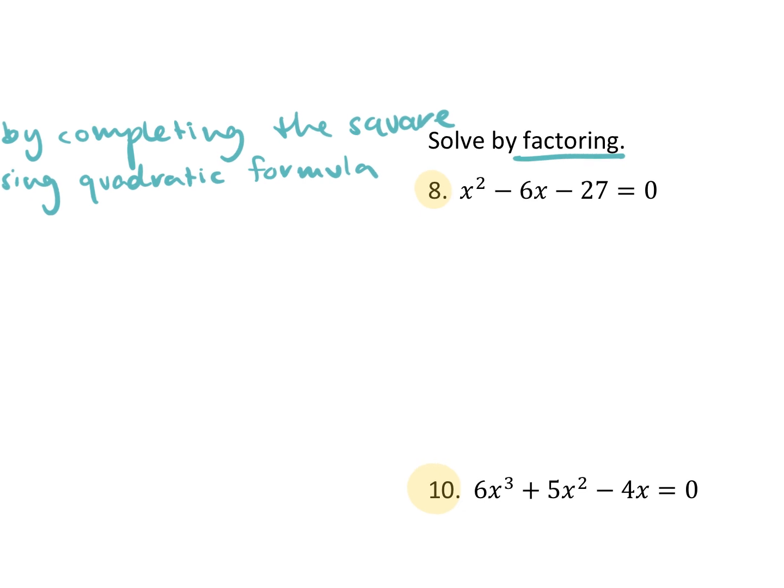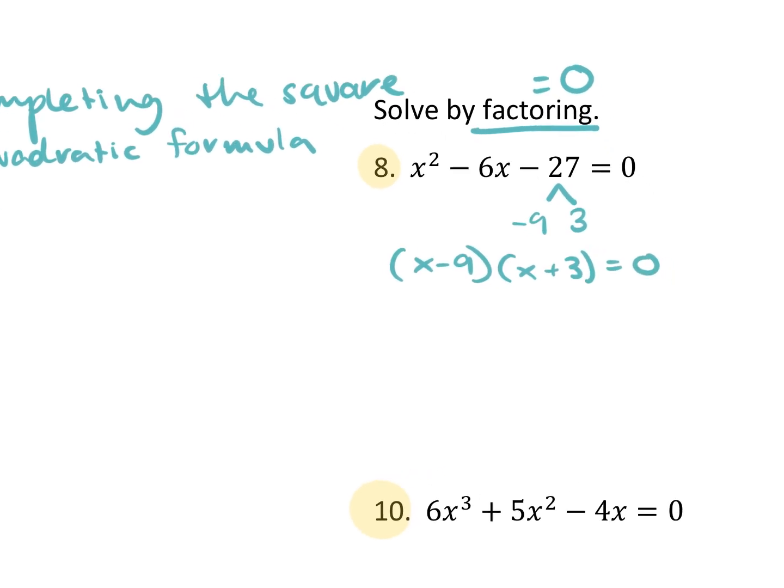Remember, when we are solving by factoring, it has to be equal to 0 first. So 8's already good. It equals 0. We don't have a leading coefficient, so we could just factor it normally. What are 2 factors of negative 27 that add to negative 6? Awesome, negative 9 and positive 3. So we have x minus 9 and x plus 3.